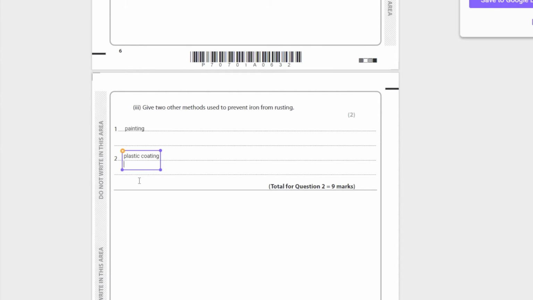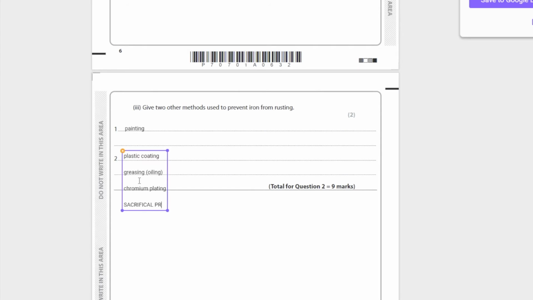Coating the iron in plastic. It's pretty self-explanatory to see how this would prevent it. Also greasing or oiling the iron. Another one could be chromium plating. Remember, a lot of these aren't in the syllabus, so if you've never heard of these before, don't be afraid.